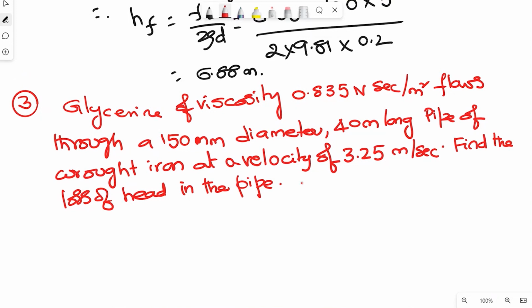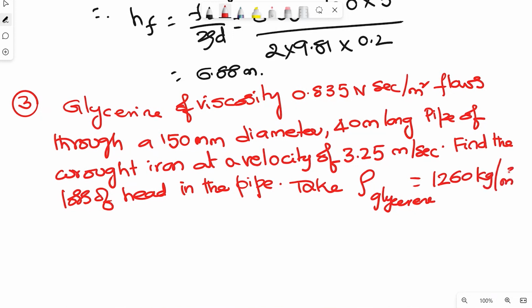Take density rho of glycerin is equal to 1260 kg per meter cube. So this is what he has given.